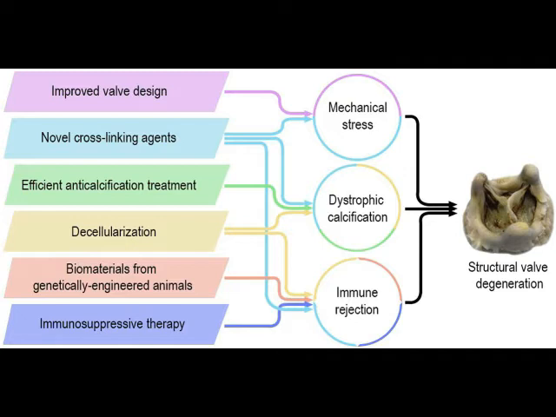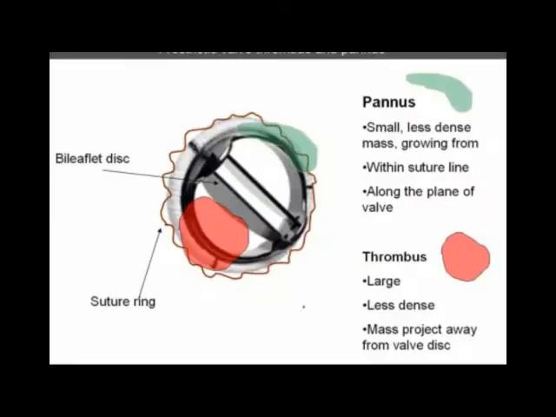Structural valve deterioration is a clinically important long-term complication of bioprosthetic valves, causing stenosis, regurgitation, or a combination of both, ultimately necessitating reintervention. Valve thrombosis, thromboembolic complications, and pannus formation occur more frequently with mechanical valves. Growth of abnormal tissue around the prosthetic valve is termed pannus formation and is one of the most important causes of prosthetic valve dysfunction that may require repeated open heart surgery.